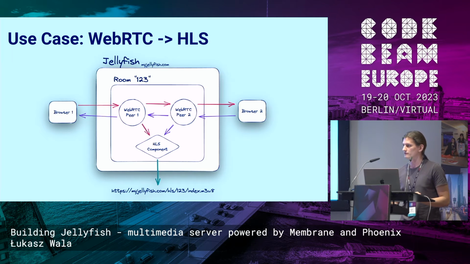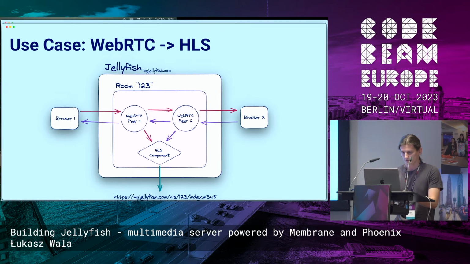This is the first use case, which is going to be WebRTC to HLS. So imagine the video conferencing solution. You have your meeting, which is represented by the room in Jellyfish nomenclature. You have your peers, so participants in your meeting, which are represented by the WebRTC peers. And then one peer can see every one of the other peers. So everyone sees everyone, basically. And then you can add the HLS component, which is at the bottom, to compose all of the streams from the other peers into one HLS stream, which is then served via HTTP.